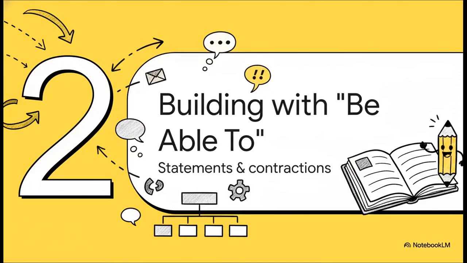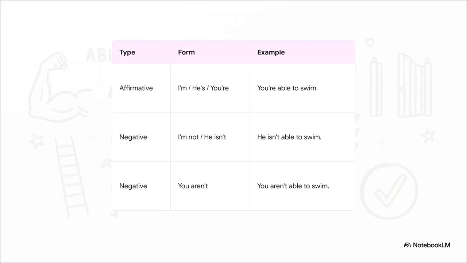So easy. Okay, so we know what it means, but how do we actually build our own sentences with it? Let's break down how to put it all together. And this just shows you, if you know how to use the verb to be with contractions like I'm, he's, and you're, then you've pretty much got this down already. For a positive statement, you'd say you're able to swim. For a negative one, you could say he isn't able to swim or you aren't able to swim. It follows the exact same rules you already know.